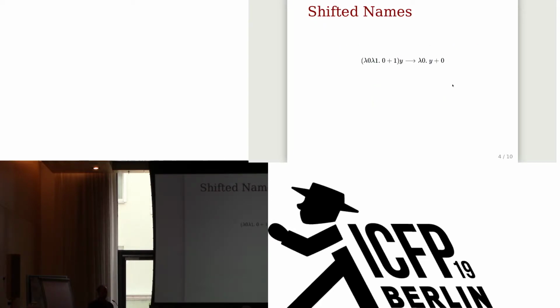So we've got a trick for getting around this particular freshness side condition. It's called shifted names. It is very, very easy. We should put numbers in the free variables as well.